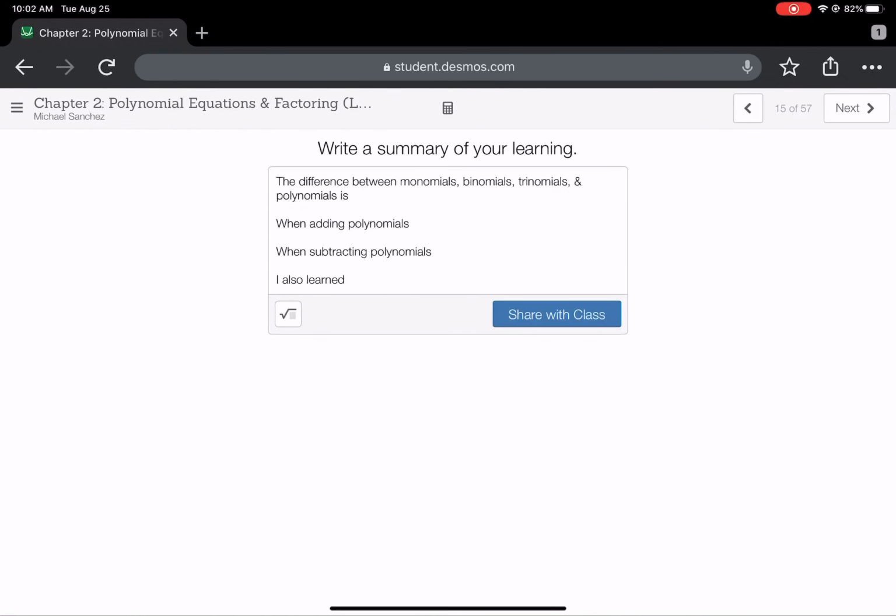All right, that is the end of lesson 2.1. You should have learned what the difference is between a monomial, binomial, trinomial, and polynomials. You should know how to add polynomials and how to subtract polynomials.